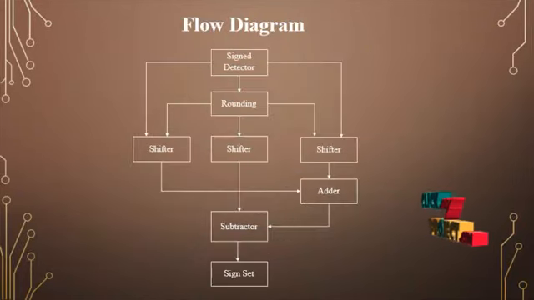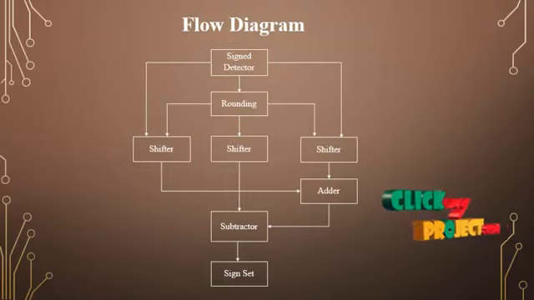Now we are going to discuss the flow diagram of our product. In our product, the flow can be implemented using four important modules. They are the rounding operation, shifter, adder and subtractor. The rounding operation is used for rounding the exponential operand value of the signal. Sign detector: the sign detector is used to detect the sign of the input signal.